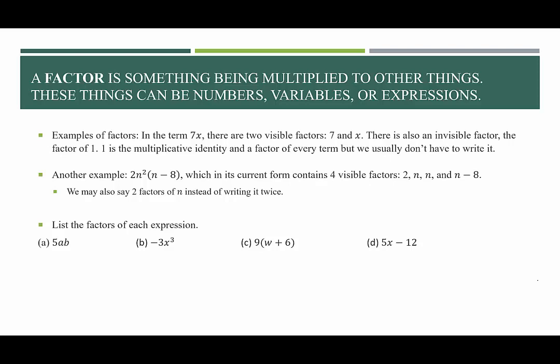All right, let's take a look. So in the first example, how many factors did you get in A? I heard you say 3. That's right. There are 3 factors in A. We have a factor of 5, a factor of A, and a factor of B.